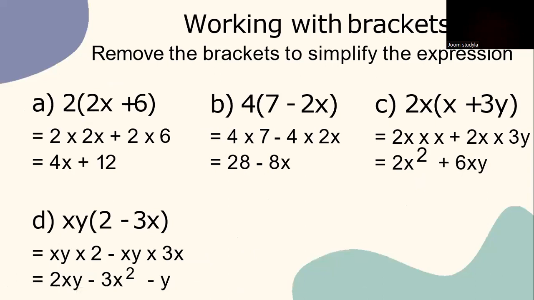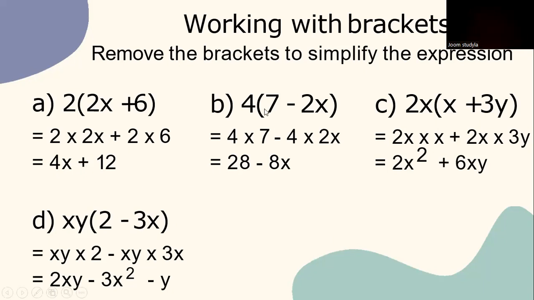And working with brackets, as we already learned in the first chapters, we have to follow the order of operations. Whenever you have a bracket, you have to solve everything inside the brackets first. Given here, question number 1 is 2 in the bracket 2x plus 6. To simplify it, it means 2 times 2x plus 2 times 6. So simplified to the lowest, it becomes 4x plus 12.